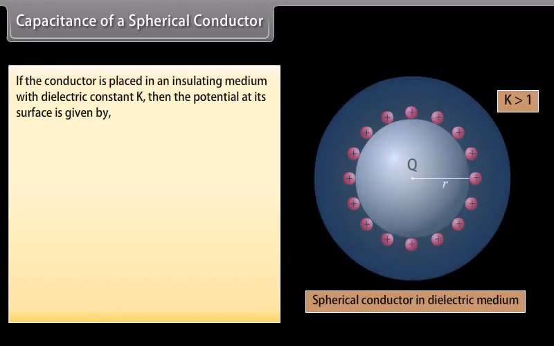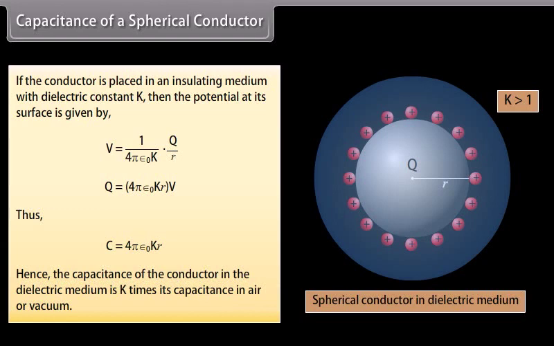If the conductor is placed in an insulating medium with dielectric constant K, then the potential at its surface is given by V is equal to 1 upon 4 pi epsilon not K multiplied by Q upon R. It can also be written as Q is equal to the product of 4 pi epsilon not K R and V. Thus, C is equal to 4 pi epsilon not K R. Hence, the capacitance of the conductor in the dielectric medium is K times its capacitance in air or vacuum.